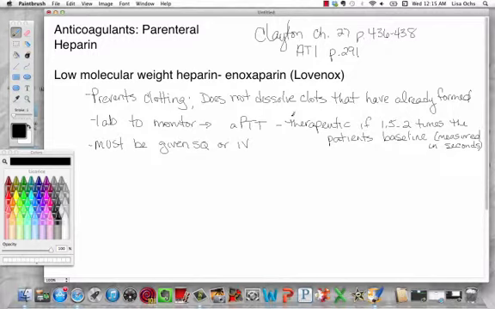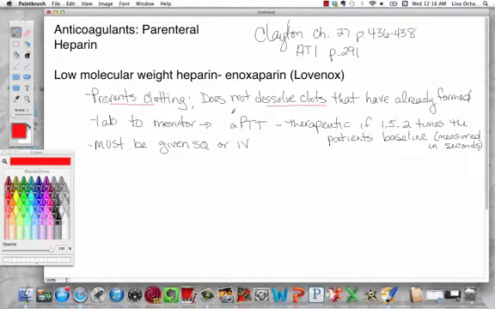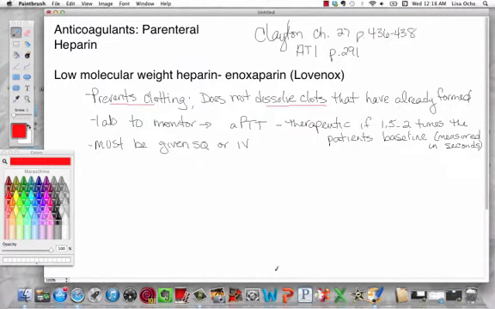The key thing to remember here with heparin is it doesn't dissolve a clot that's already there. It doesn't dissolve a clot. It prevents clots from forming. So it will prevent a clot from getting bigger, but it's not going to get rid of a clot that's already there. It will interrupt the clotting cascade and keep a clot from getting bigger. So it doesn't dissolve clots. It prevents clots.